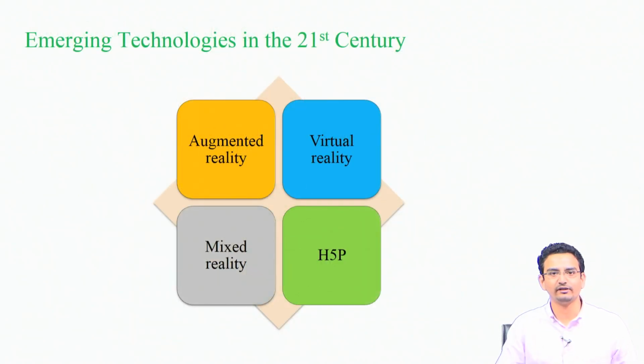These are the 4 important emerging technologies in the 21st century: augmented reality, virtual reality, mixed reality and H5P. I am going to give you a very brief idea about these technologies. These technologies are very powerful when you are teaching some kind of 3D concepts which are very abstract in nature. Now, augmented reality is basically adding a virtual element in the real environment. It combines 3 important characteristics. Basically, it combines the real environment with the virtual world. Second, it has 3D visualization, and third, very important, is real-time interaction.